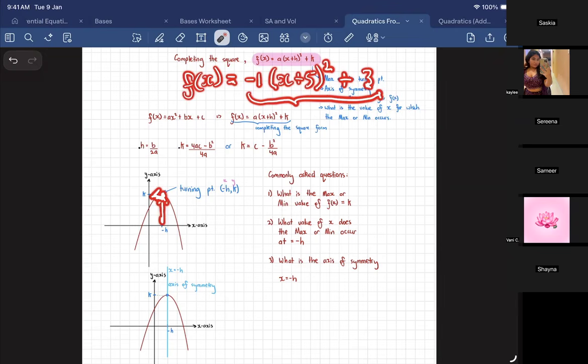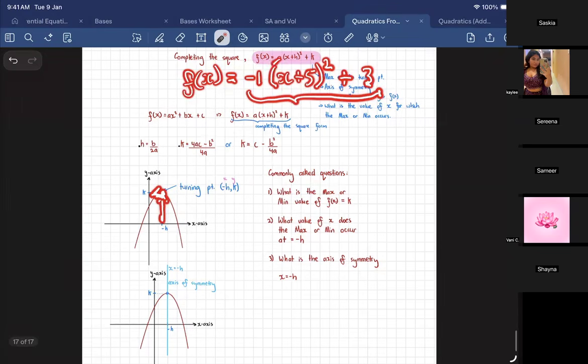The x plus 5 is in a bracket and is being squared. Now, if something is being squared, no matter what, my answer is always going to be positive or negative? Positive. Exactly. Think about it. If you put negative 100 there, negative 100 plus 5 is negative 95, but negative 95 squared is a positive number. So no matter what value you put inside the brackets, you're going to get a positive number.